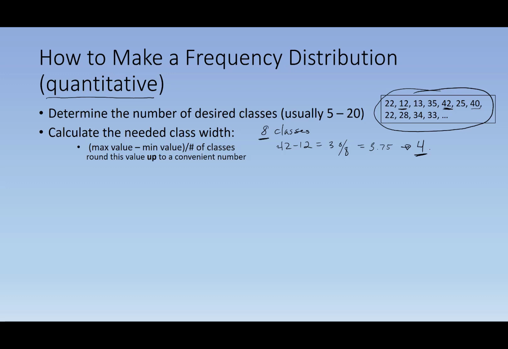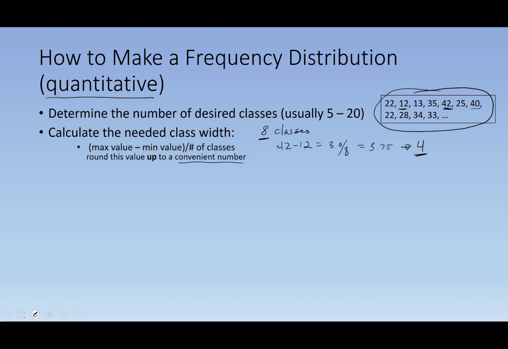You could have used 3.8 if you wanted. You could have used exactly 3.75. You could have used 5 if you wanted. So the idea here of a convenient number, there's no hard set rule for what that convenient number should be.